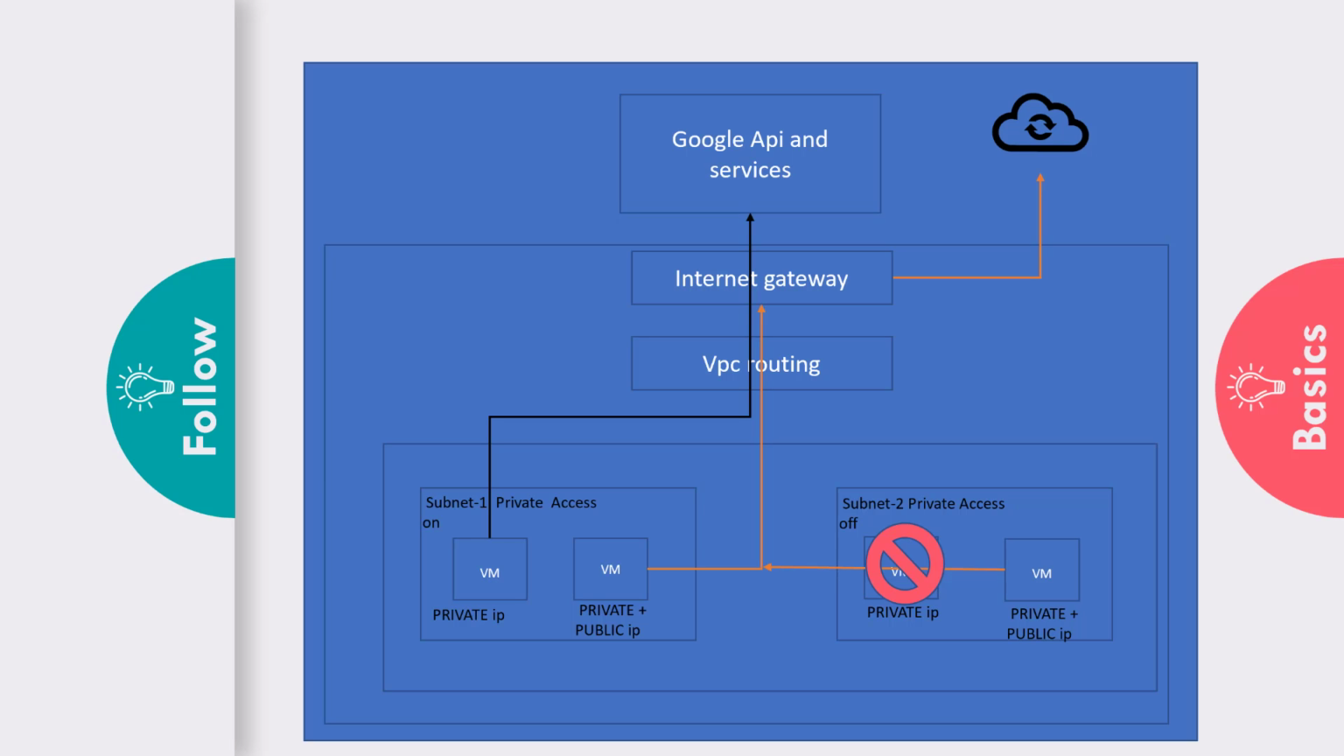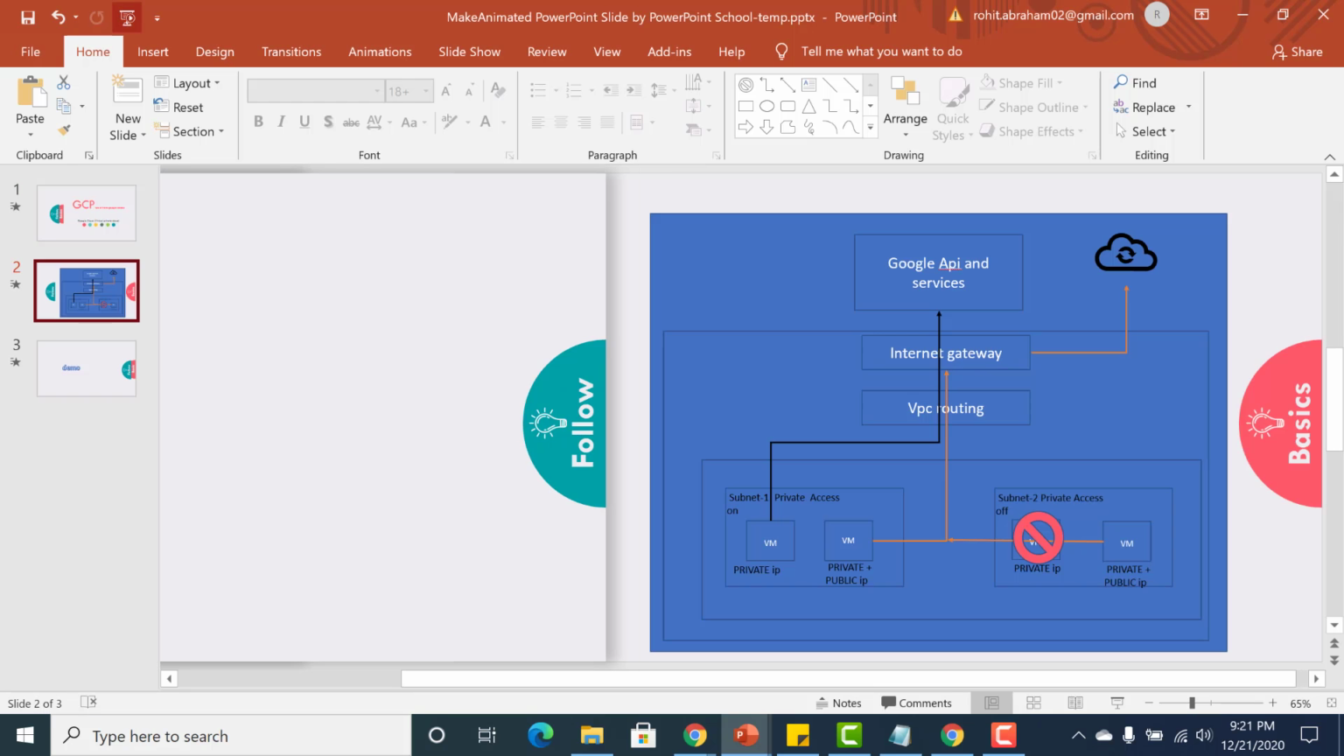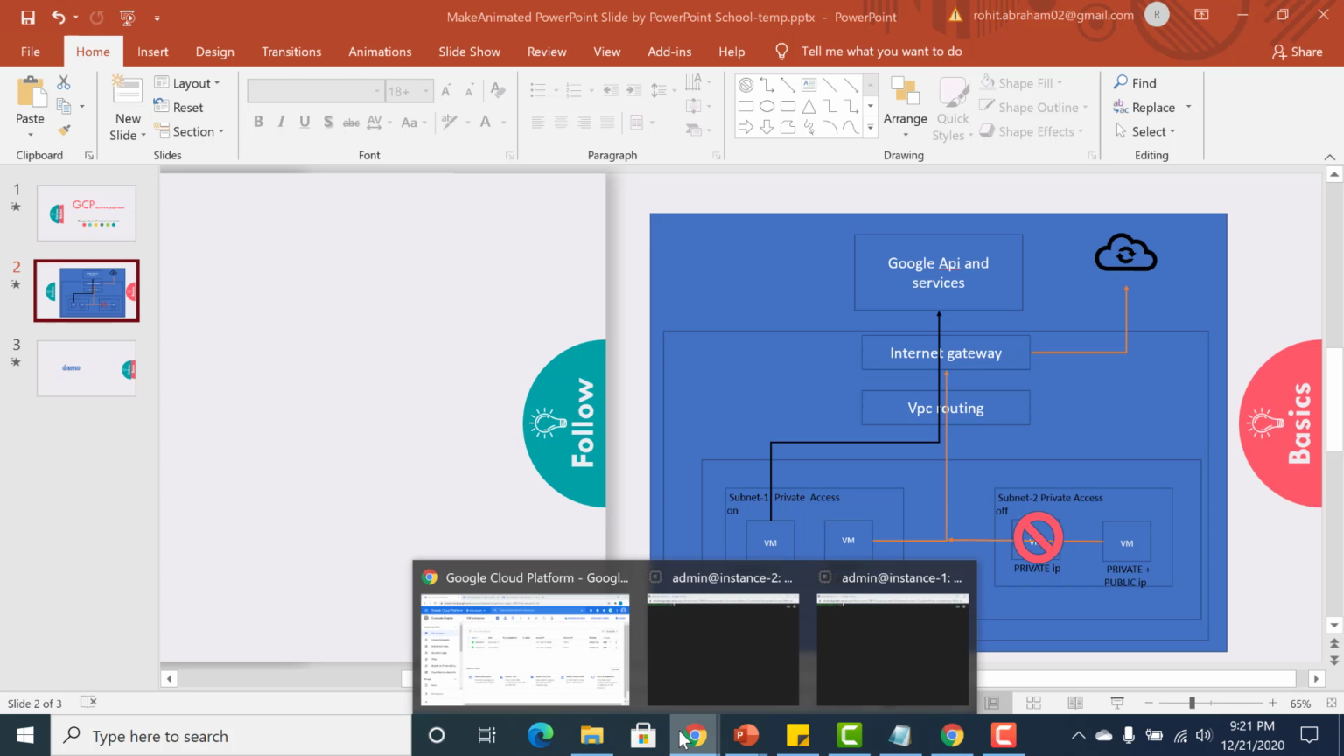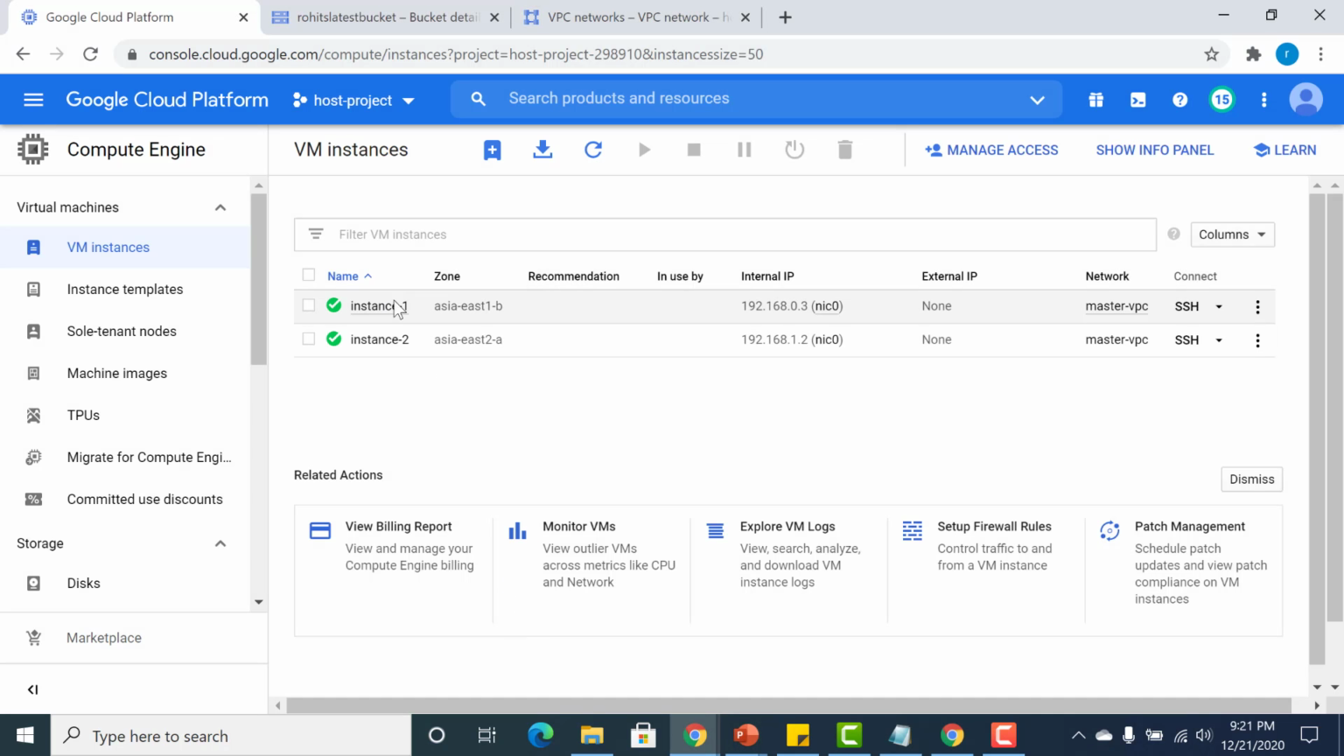So let's see a demo on how this works. I have created two instances, instance 1 and instance 2. Both of them belong to the same VPC network, the master VPC, and both of them do not have any external IP addresses. Let's look at the VPC networks.